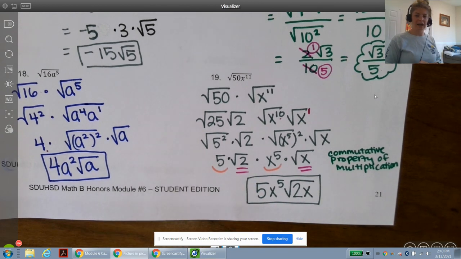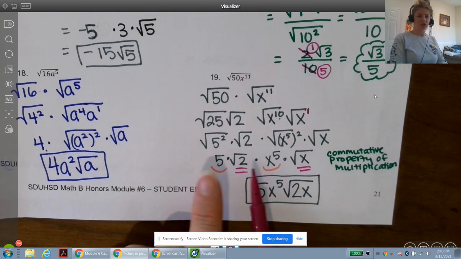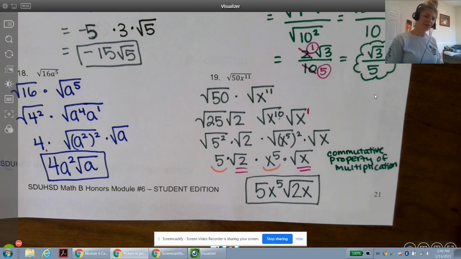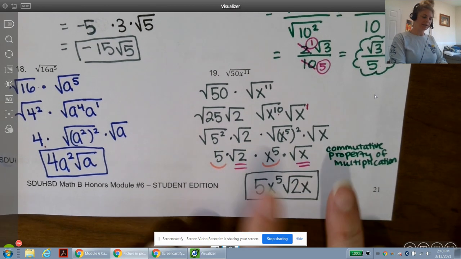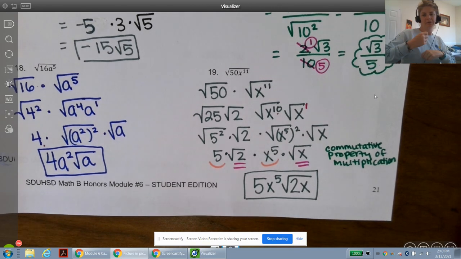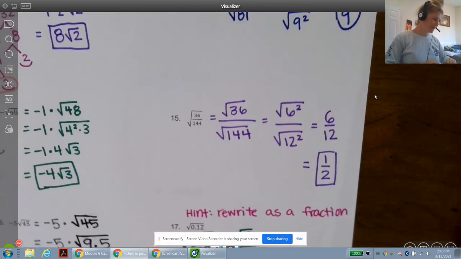So we have 5x to the 5th, square root of 2x. So you can kind of think about this as commutative property of multiplication, moving them around. Nice. Again, numbers on the outside, numbers on the outside, numbers on the inside, numbers on the inside. Simplify, simplify, simplify that radical.